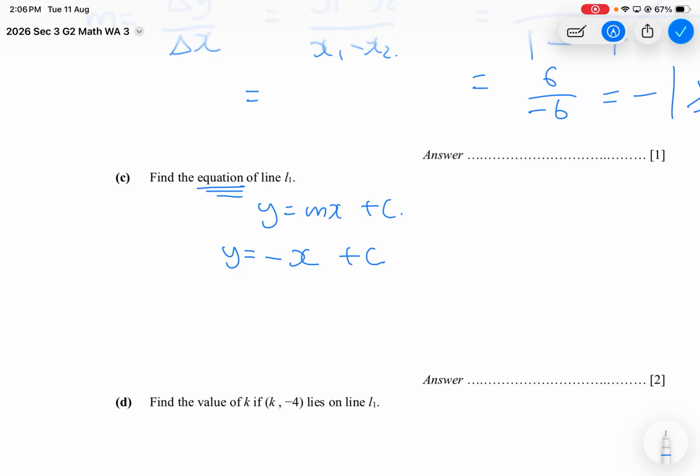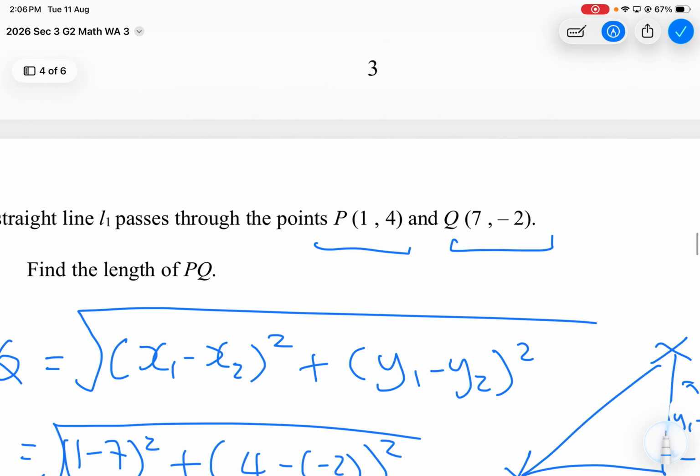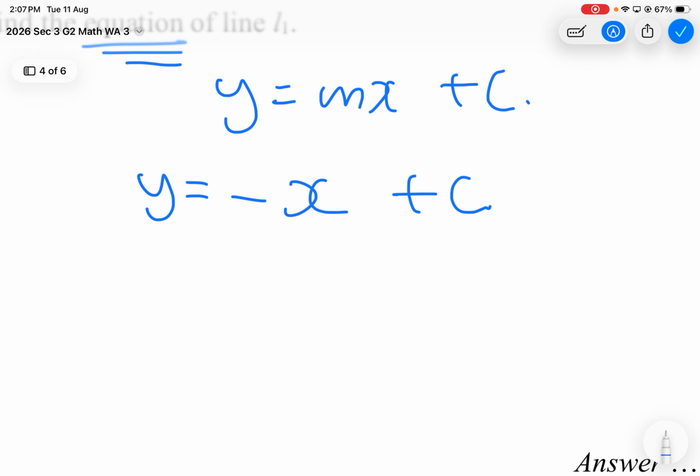How do I find c? This is the equation of the line. These 2 points are on the line. So I can put any of these points into my equation. Let's say I put 1, 4. Then 1 is my x, 4 is my y. So I go to my equation and put in y is 4, x is 1.